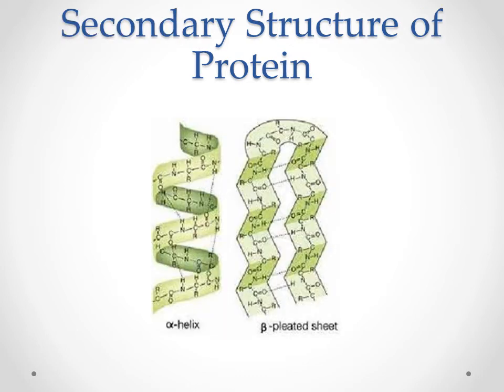The secondary structure is the folding of the polypeptide chain into a coiled or pleated arrangement, linked to one another by cross bonds, usually of hydrogen or sulfur. Here there is a picture of the alpha helix and beta pleated sheets.